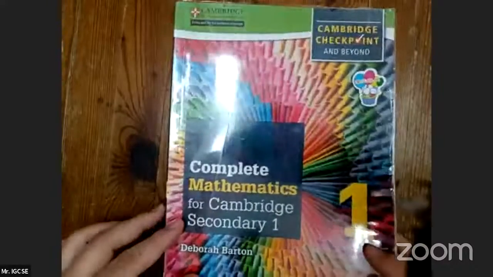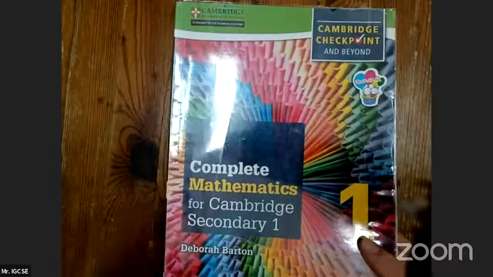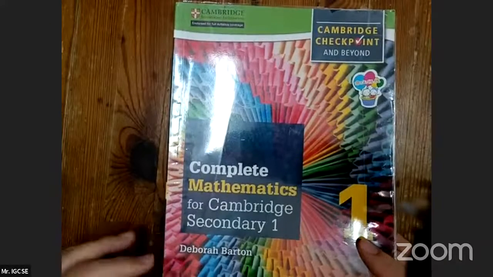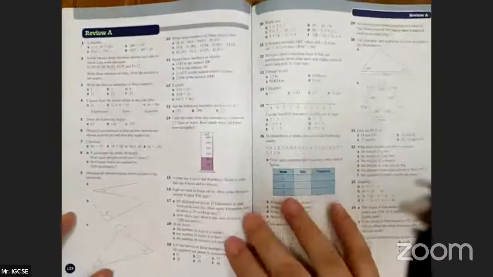Again, this is Mr. Henry Clement for your year 7 or secondary 1 math. Today we have a revision. I think most of you have the same book as me. If you don't have it, you may copy down the question.